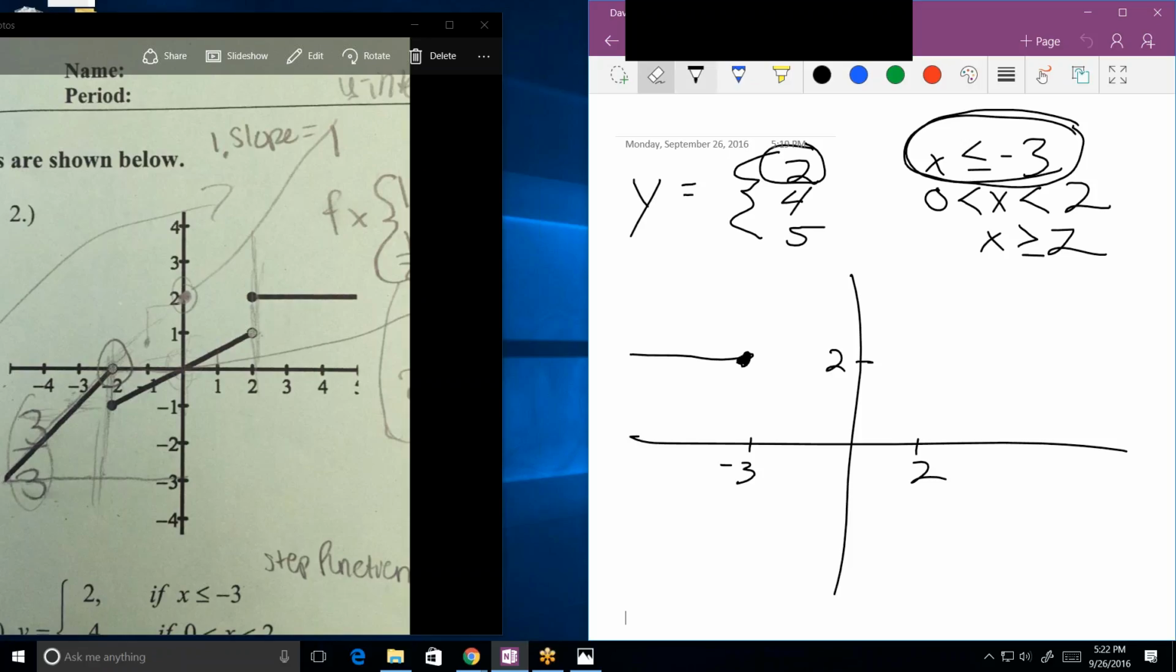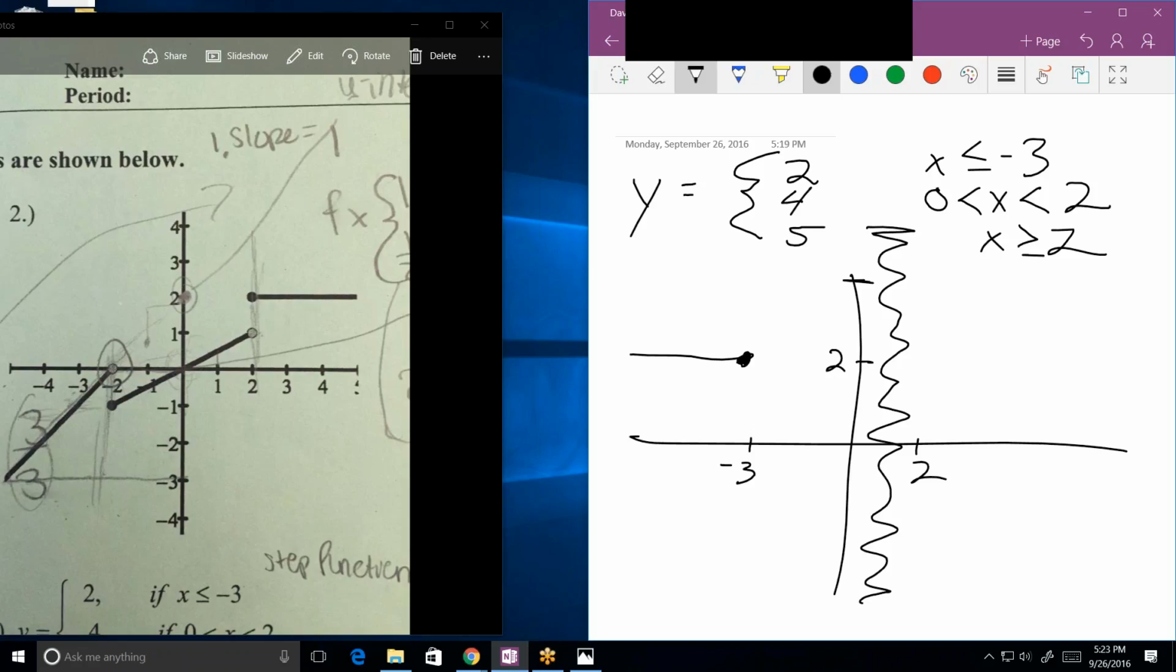Now let's take the middle part. We would start on 4 on the y-intercept. But what's the domain of the middle part? 0 and then 2. So now we're talking about this area right here. This is where we want to draw the middle function. That's the way to think about these.